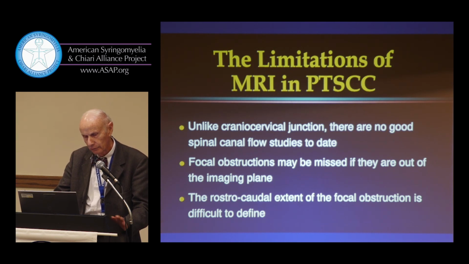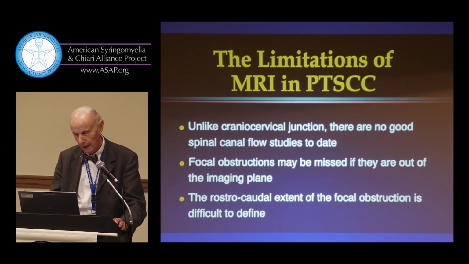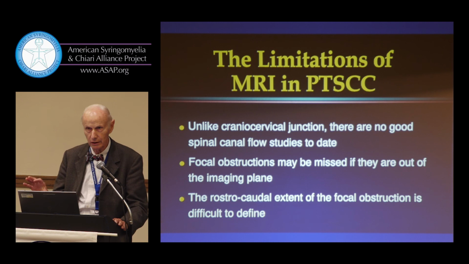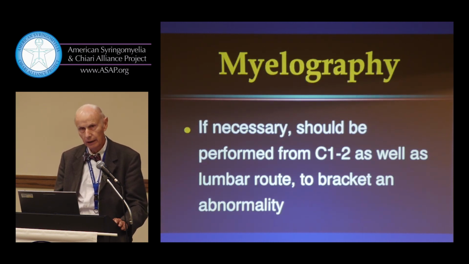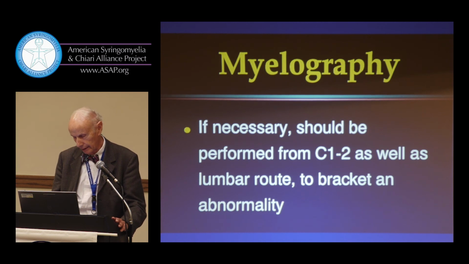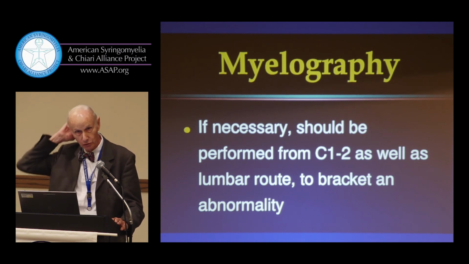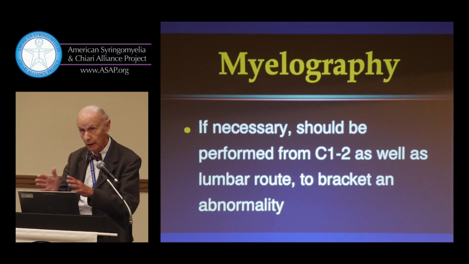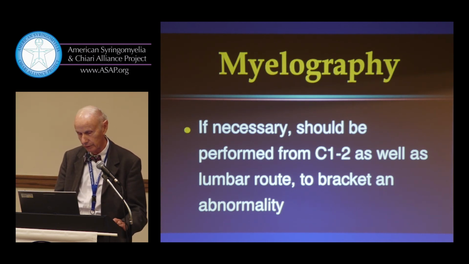myelography. Focal obstructions can be missed if they're out of the imaging plane, and it is difficult to define the rostrocaudal extent of a focal obstruction of the subarachnoid space. Again, to bracket an abnormality, we sometimes do myelography both with a puncture introducing contrast up here and from below, and joining those two, we can see the area of obstruction.